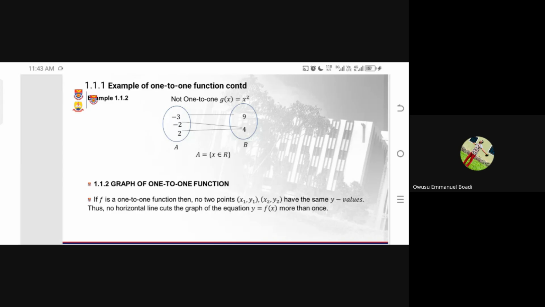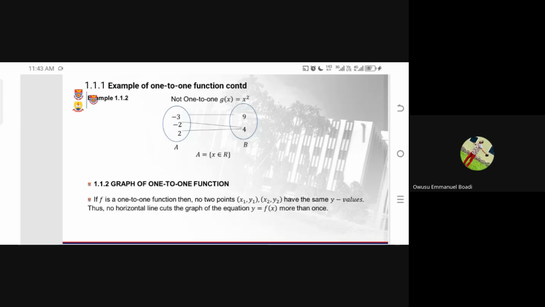So now we will be going to the graph of 1 to 1 functions. If f is the function, and f is 1 to 1, we've established that 1 to 1 functions are functions in which each element in the domain maps to one and only one element in the codomain. So now if f is 1 to 1, then no 2 points, that is x1, y1 and x2, y2, have the same y values. Thus, no horizontal line cuts the graph of the equation y is equal to f of x more than once.